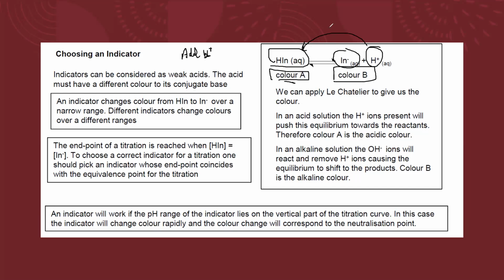In the same way, if we add an alkali, the alkali reacts with hydrogen ions, reducing the amount of hydrogen ions in the mixture, which shifts the equilibrium towards the right-hand side. So we'll get more of color B. That's why indicators show different colors in different mediums.